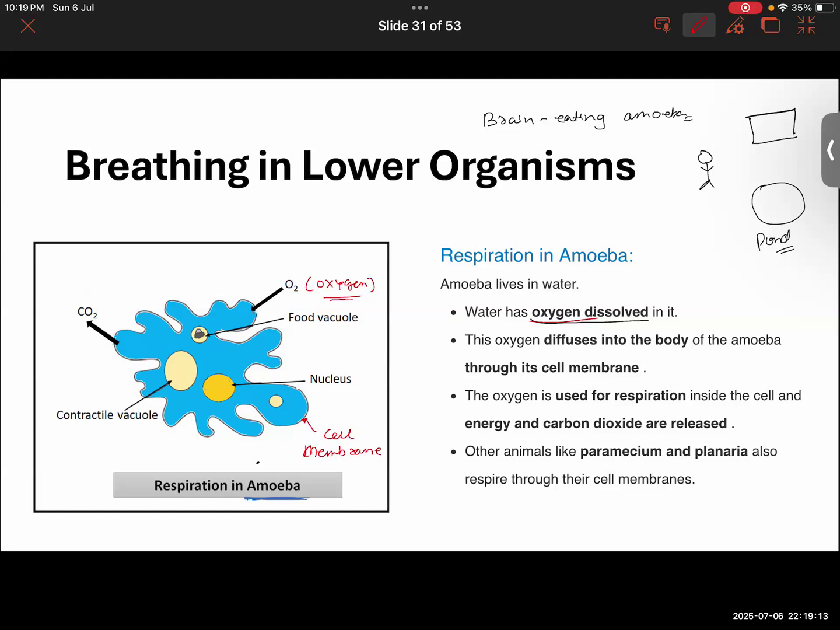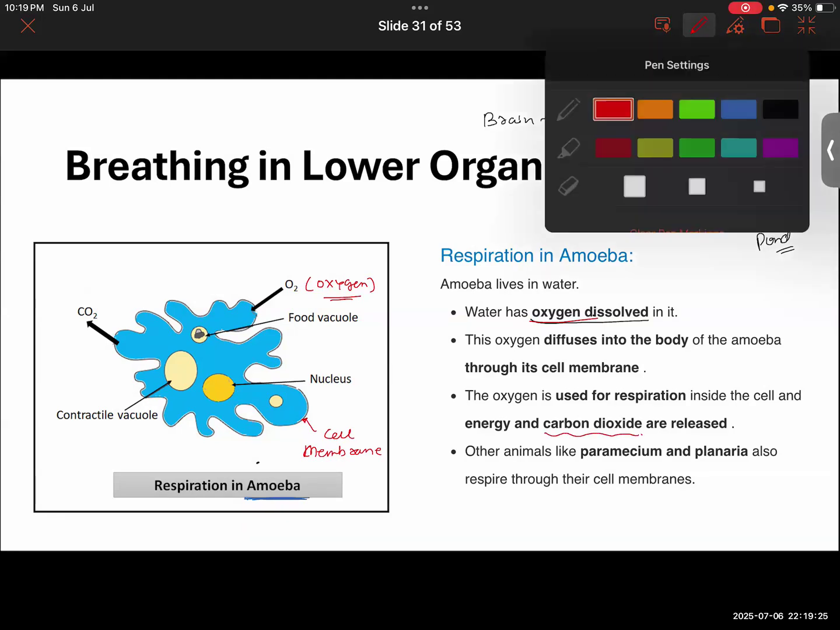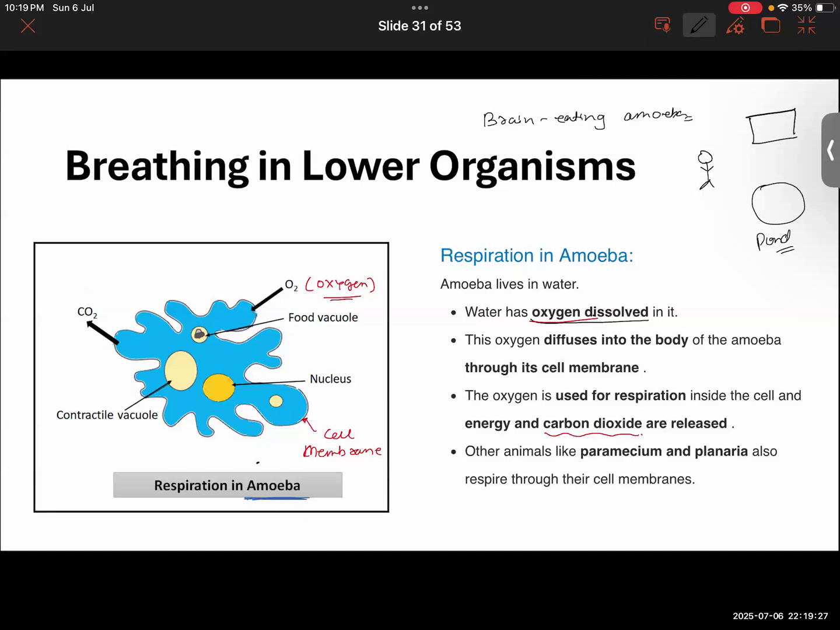And this oxygen will be used to carry out respiration inside the cell, and energy and carbon dioxide are produced in that process. Carbon dioxide is a waste material, right? It is not of any use for the amoeba. So it will get rid of the carbon dioxide gas through the same cell membrane. This CO2 here is short for carbon dioxide.